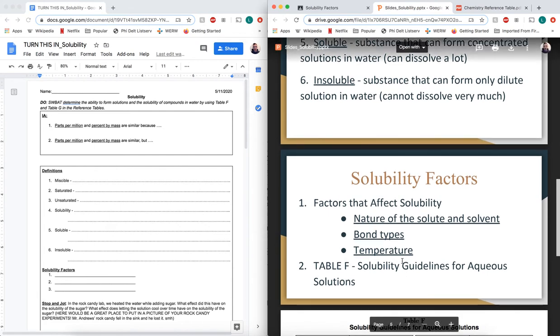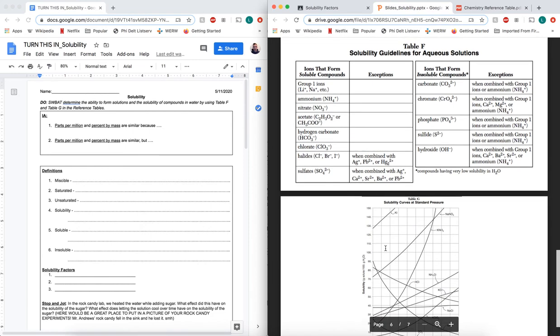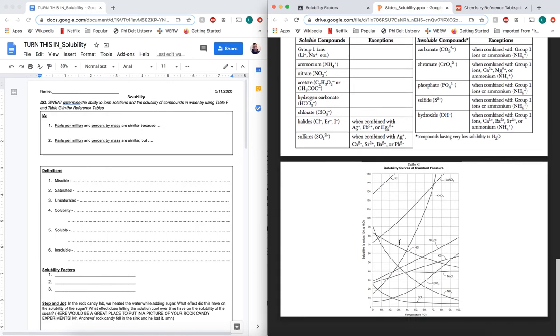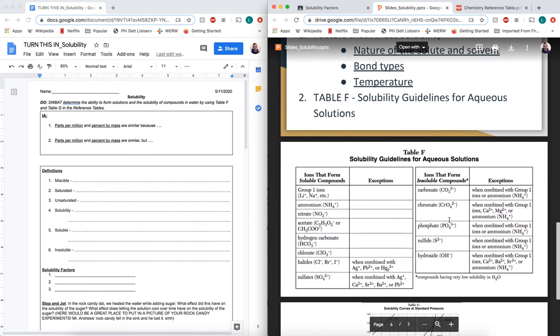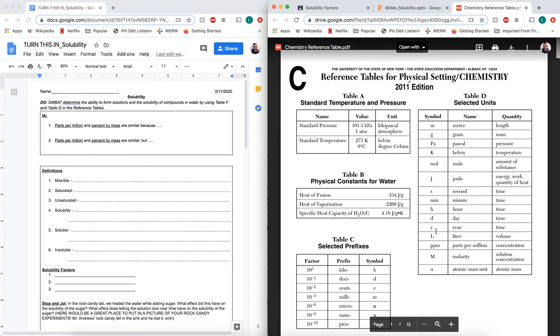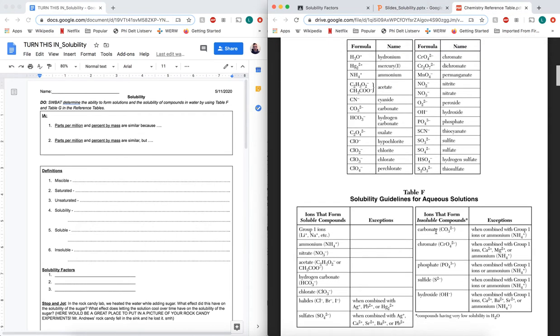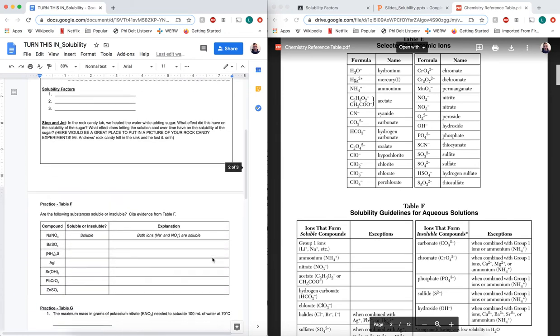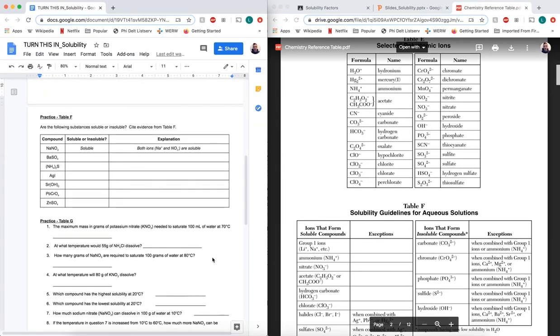So we're going to be using table F to determine solubility guidelines, and we're going to be using table G to determine how much stuff can dissolve in water. So first, I'm going to use table F. I also attached the chemistry reference tables, the whole reference tables, to this assignment because you need to use both of them. Specifically, you need table E and you need table F. So let's scroll down to this part where we're using this table.